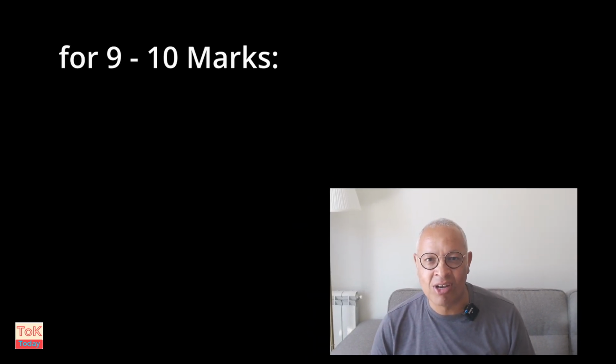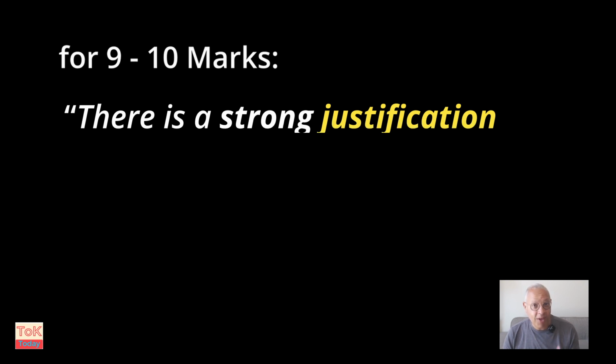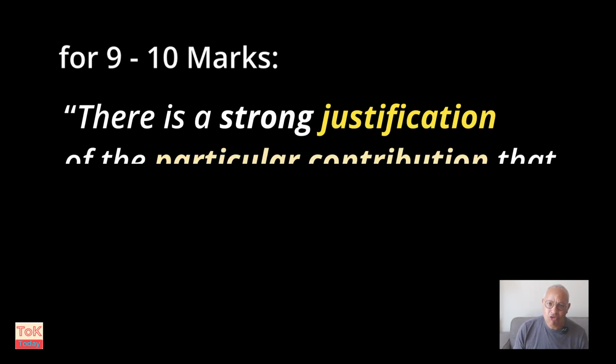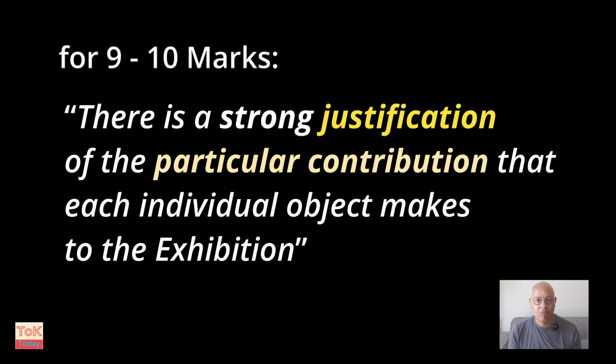Now, if we look at the IB marking scheme for the ToK Exhibition in the 9 to 10 mark band, it says there is a strong justification of the particular contribution that each individual object makes to the exhibition. What does that even mean? Particularly after you've already linked the object to the prompt and you've explained how the object demonstrates the prompt, how are you then meant to justify the inclusion of that particular object? It seems to me like it's just a repeat of the points made earlier.